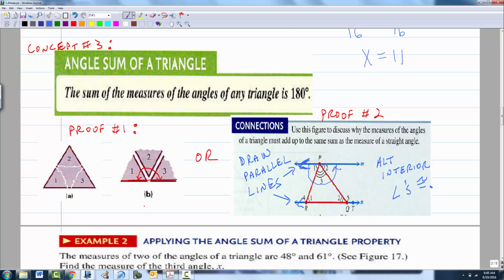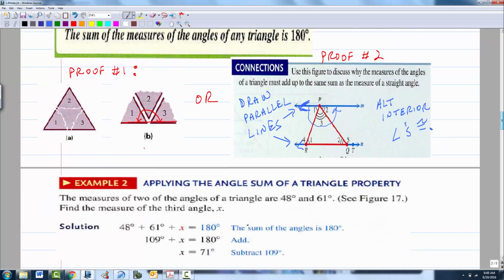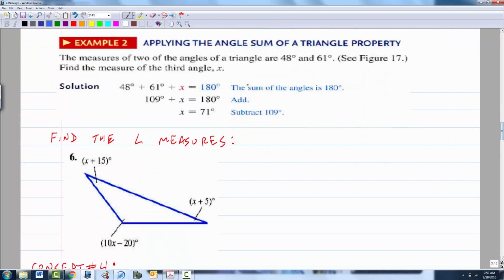So I like that proof. I've never seen that before until I did this book. I just accepted that the sum of 3 angles in a triangle is 180. Nifty little proof.